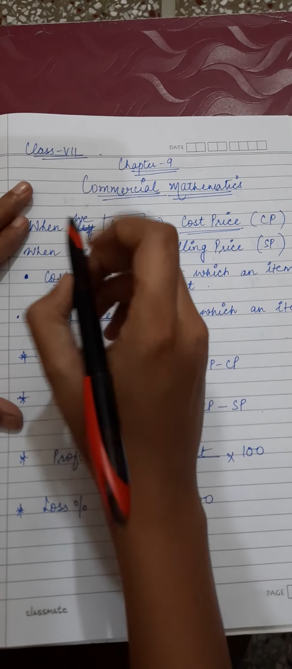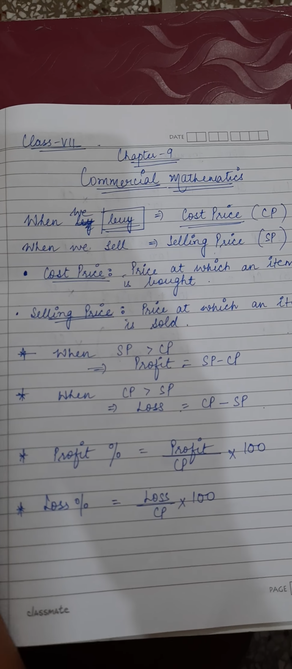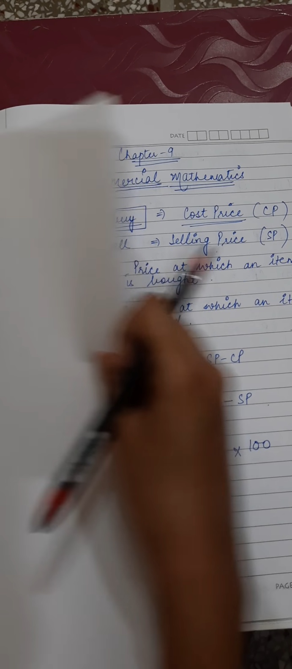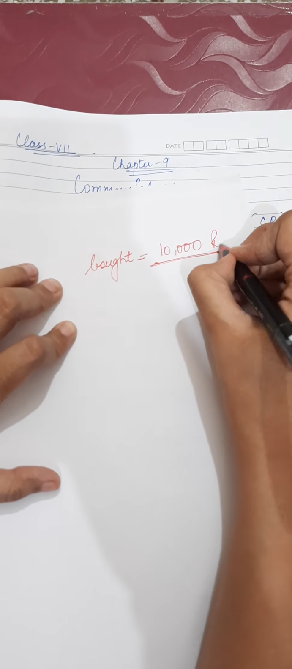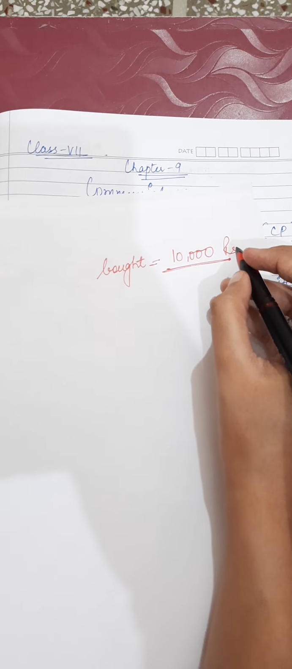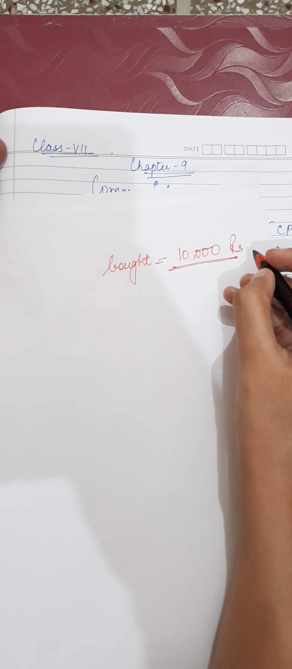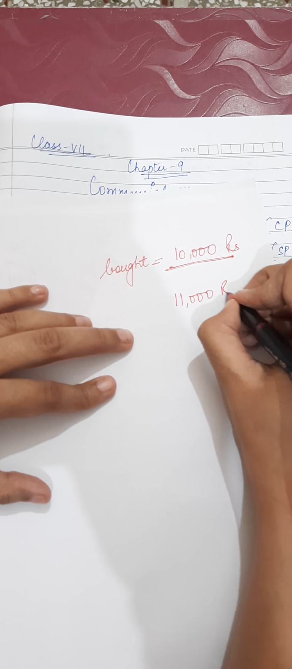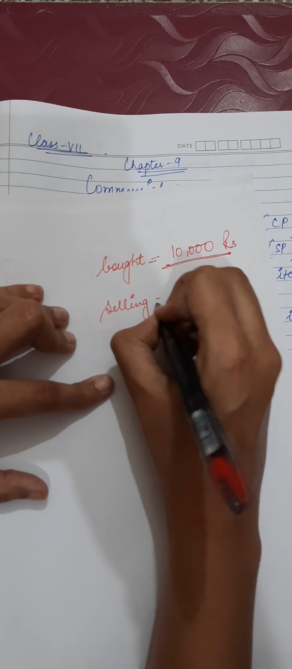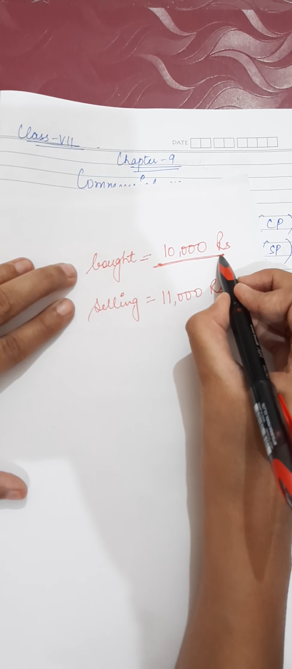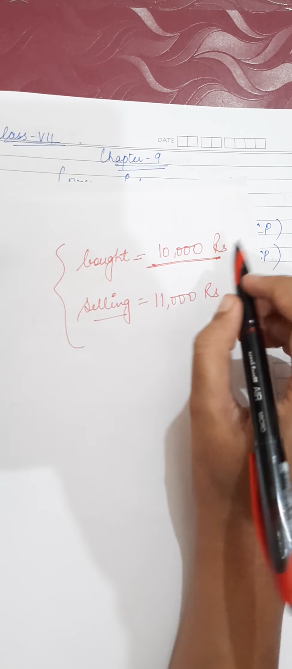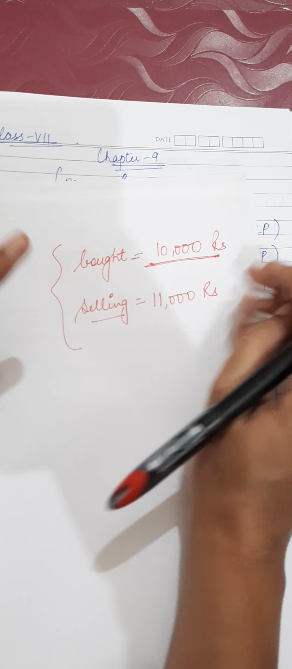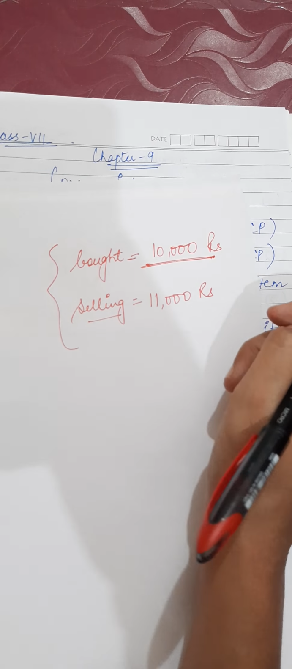For example, if I went to the market and I bought a washing machine which is of 10,000 rupees, and when I thought of selling it to somebody else, I thought of selling it for 11,000 rupees. I sold it. Firstly, I bought the washing machine for 10,000 rupees, then I sold it for 11,000. Now if you see, I'll get a profit. Profit will be 1,000.